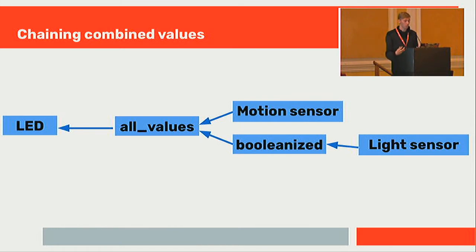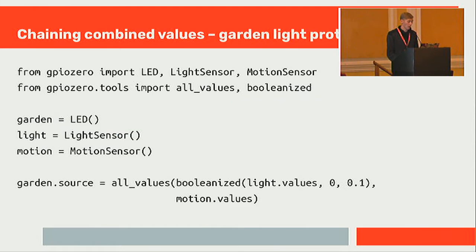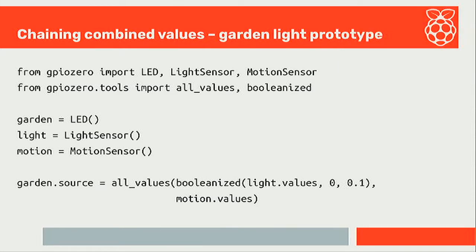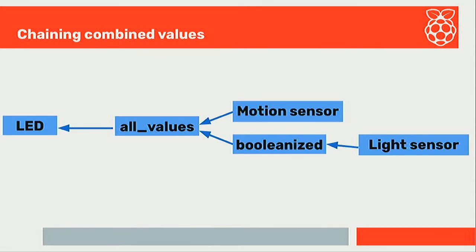But then once you've got a Boolean, you can then AND it with the motion sensor. So if I want my light to come on when it's dark and there's motion, a bit like a garden light, and then you have something like this. So this is a prototype using actual GPIO Zero components. So you just have, on the desk on a breadboard, an LED, a light sensor, and a motion sensor. And you use this diagram.